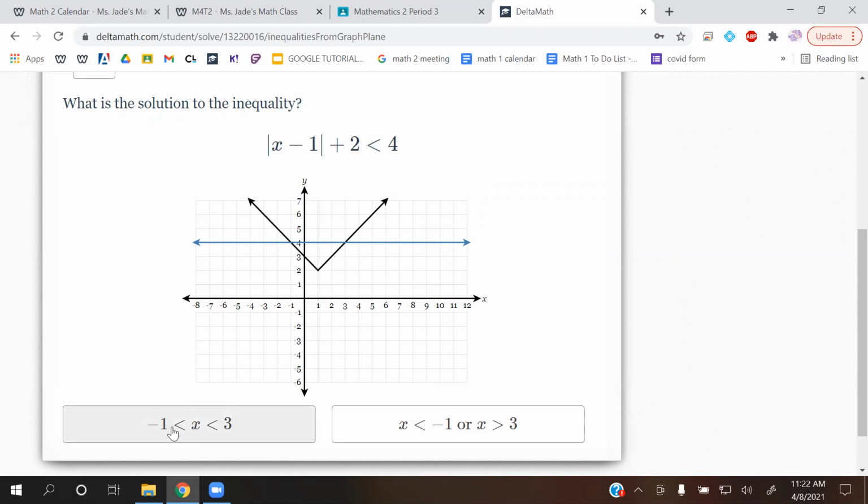So literally take a look at this one where the x is actually placed in between the numbers -1 and 3. So it must be this one. Before I click it, because once I click it, it's going to disappear, are there any questions? I'll pause the recording.